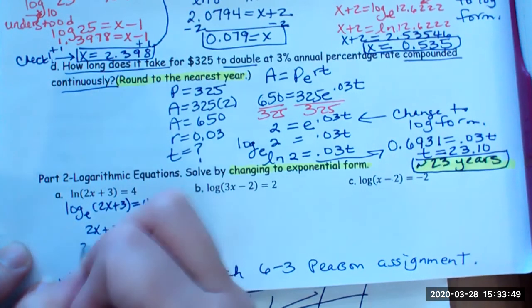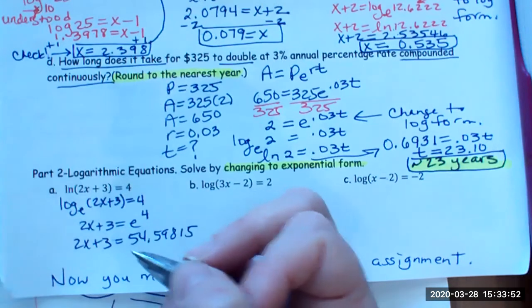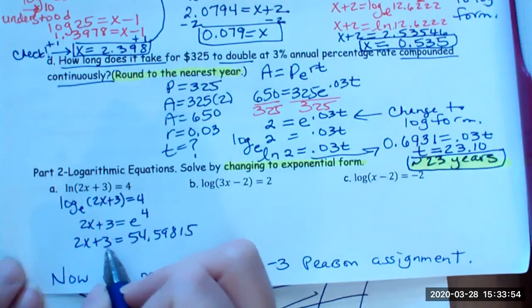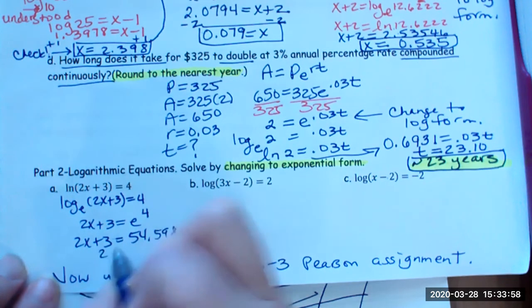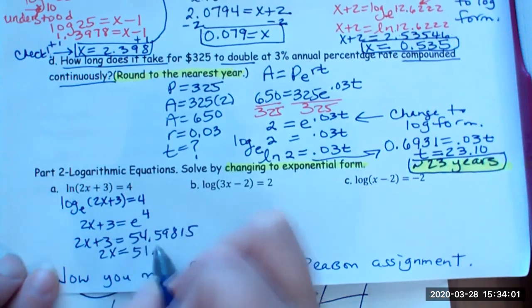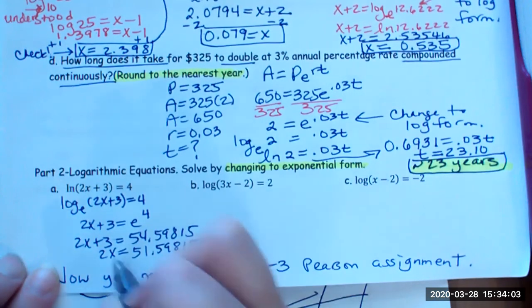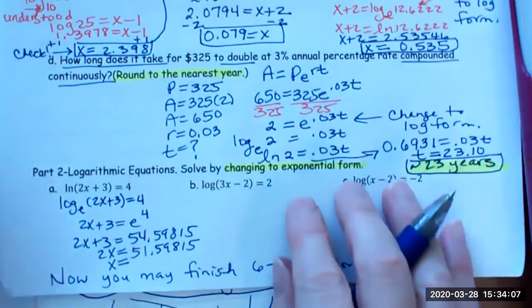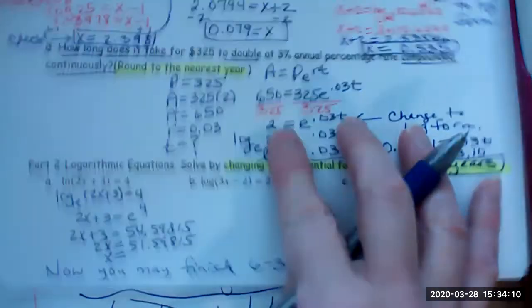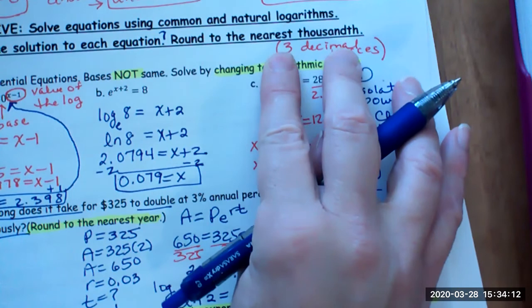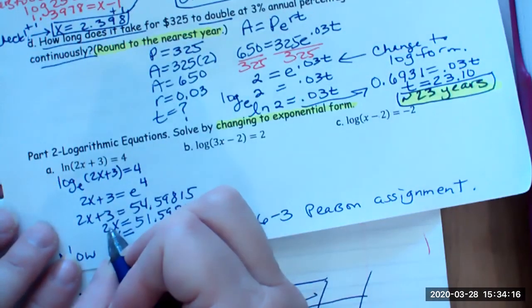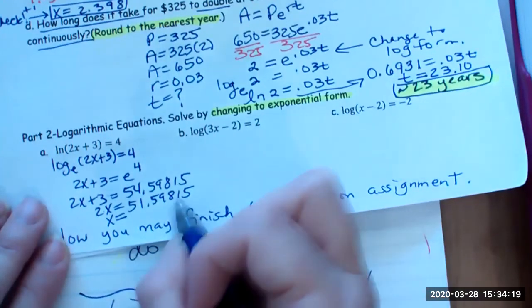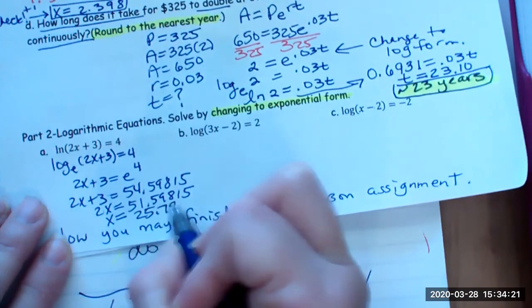Equals 2x plus 3. And I'm then going to solve. I'm going to subtract 3, of course. So I'll get 2x equals 51.59815, and then divide by 2, and x is equal to, and I'm going to go back to the directions at the beginning before we did the compound interest problem. We want to go to the nearest thousandth, so I'll go out to 3 decimal places. When I divide that out, you can check it on your own calculator. I got 25.799.